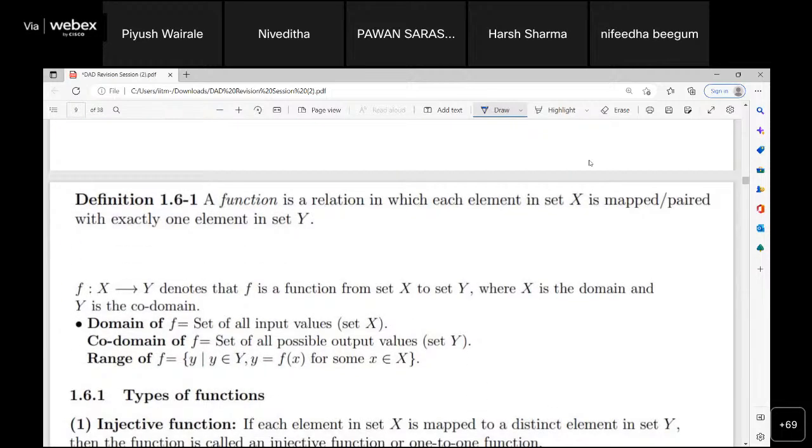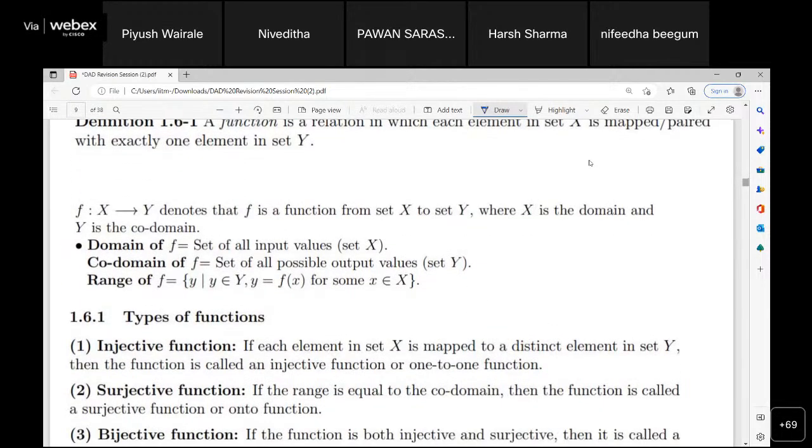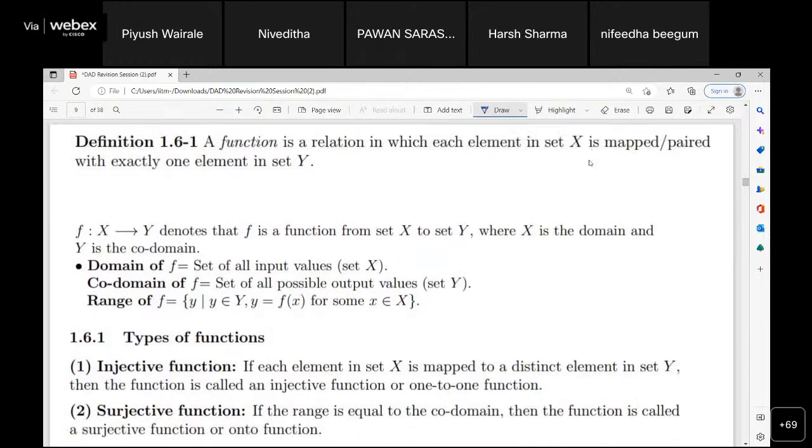Okay, so now what is a function? Suppose I have a function f of x. If I input one value of x, I will get only one value of y. Then I can say that it is a function, a one-to-one function, right? Now for a function f from x to y, it denotes that f is a function from set x to set y, where x is the domain and y is the codomain, right?